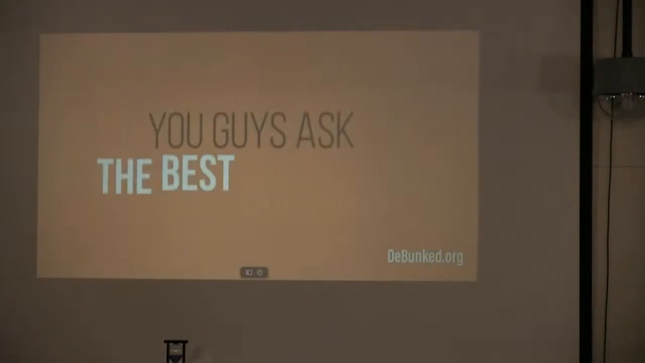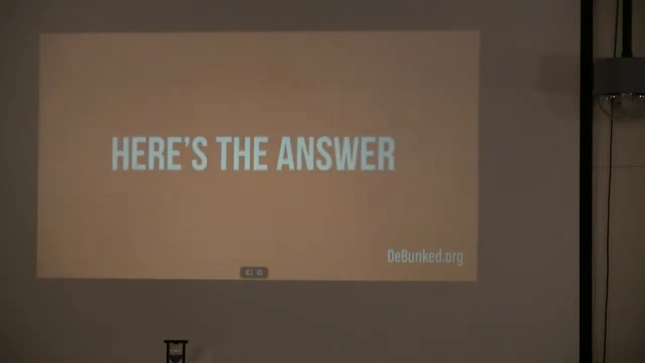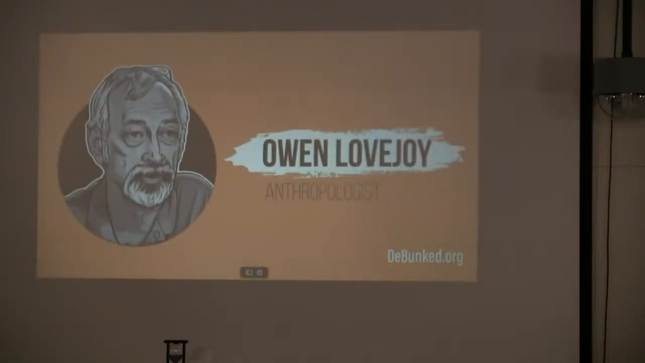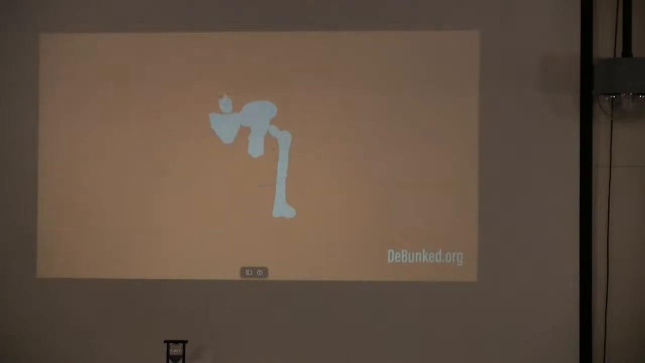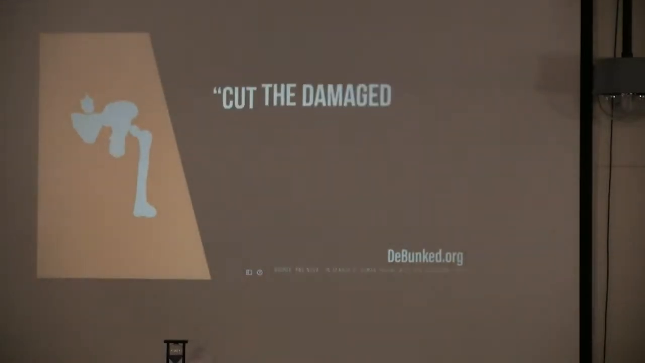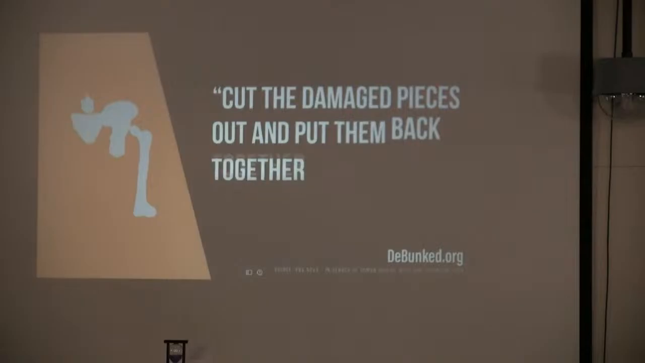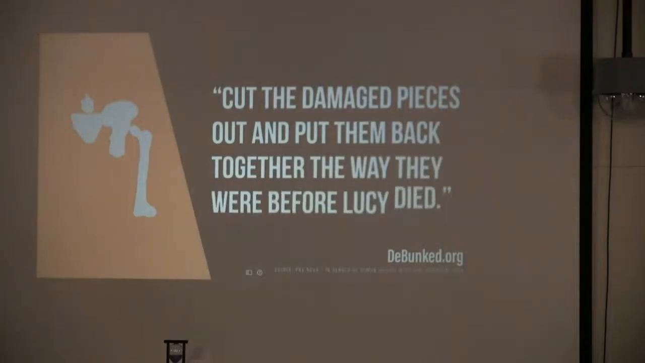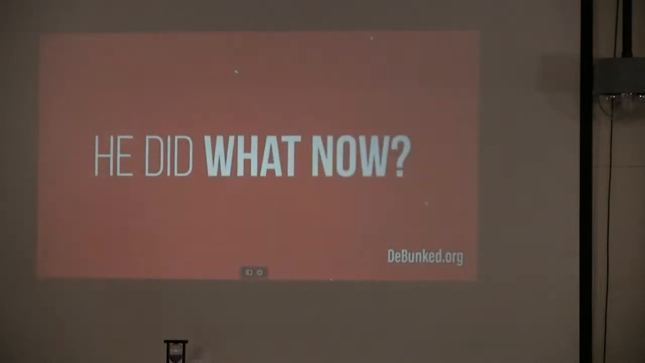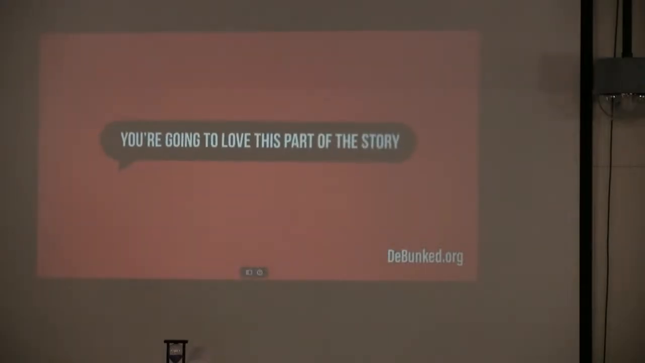Man, you guys asked the best questions, and here's the answer. Owen Lovejoy, an anthropologist, made a copy of the hip bones in plaster and then, and I quote, cut the damaged pieces out and put them back together the way they were before Lucy died. He did what now? Like I said, you're going to love this part of the story. He cut and put them back together.